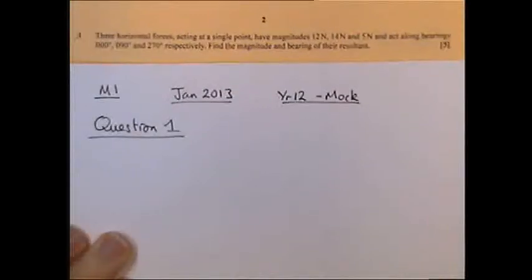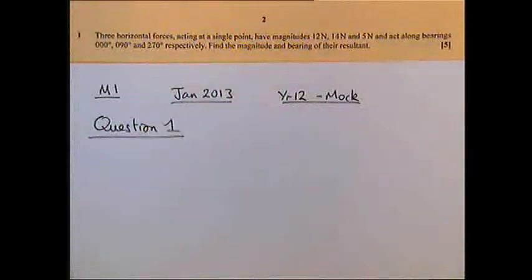We have a question that states, hopefully you can read it at the top there, that we have 3 horizontal forces acting at a single point. They have magnitudes 12, 14 and 5 newtons, and act along bearings 000 degrees, 090 degrees and 270 degrees respectively. Find the magnitude and bearing of their resultant.